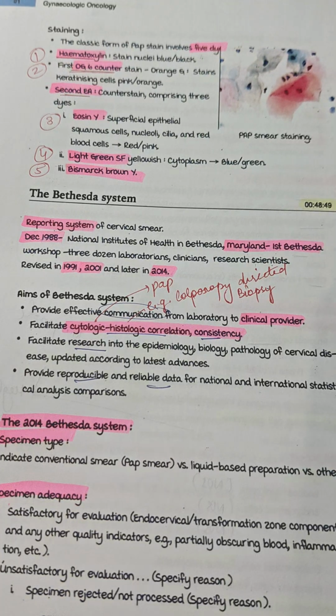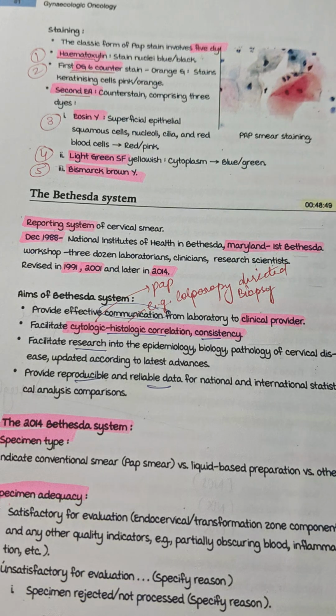Coming to the Bethesda system of classification, this is the reporting system used for cervical cancer. The National Institute of Health in Bethesda held the first Bethesda workshop, where 3 dozen laboratory clinicians and research scientists were there. Then it was revised in 1991, 2001 and 2014. The recent Bethesda system that we use is the 2014 Bethesda.